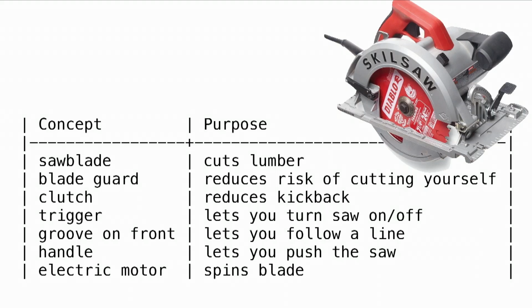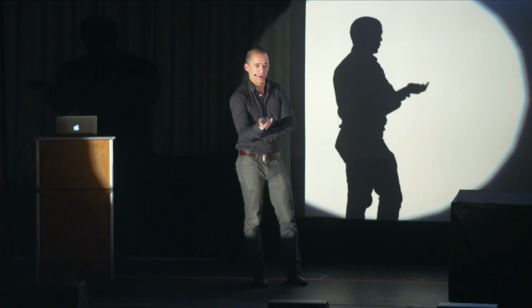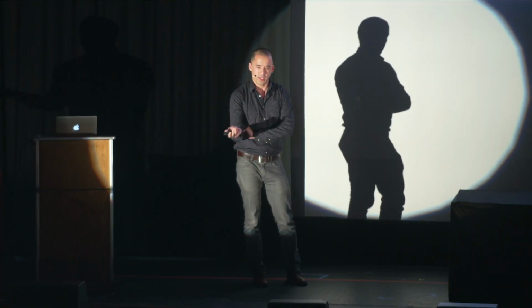And there's a trigger, so you can turn it on and off. There's this groove, so you can follow a line. There's all these knobs, right? And what's interesting to me is that if you list out the purposes for all of the knobs on this, there's really only one purpose that's the same purpose that you would buy a saw for, namely to cut lumber. Okay, you don't go out and buy a saw because you want a blade guard or a clutch.